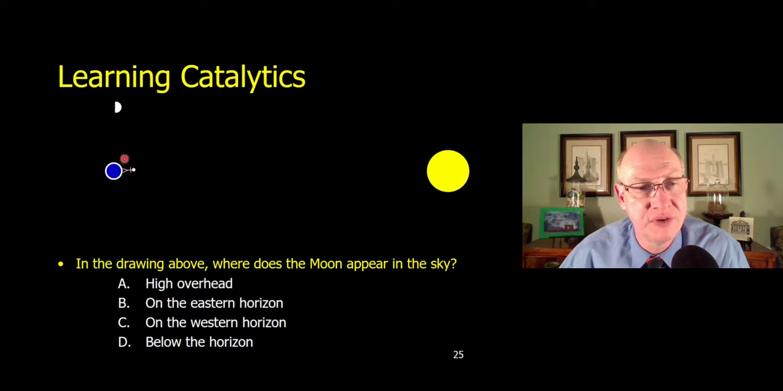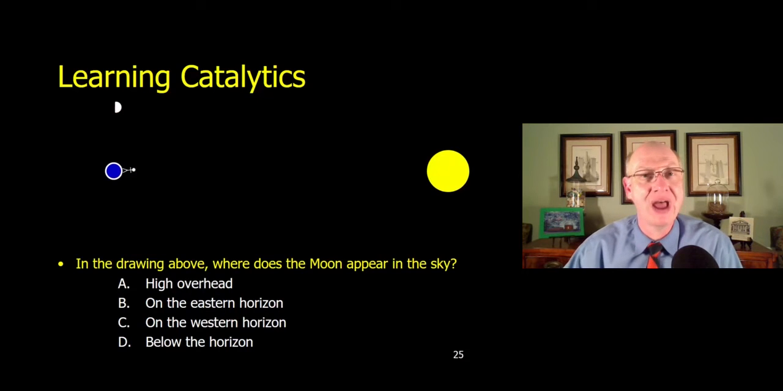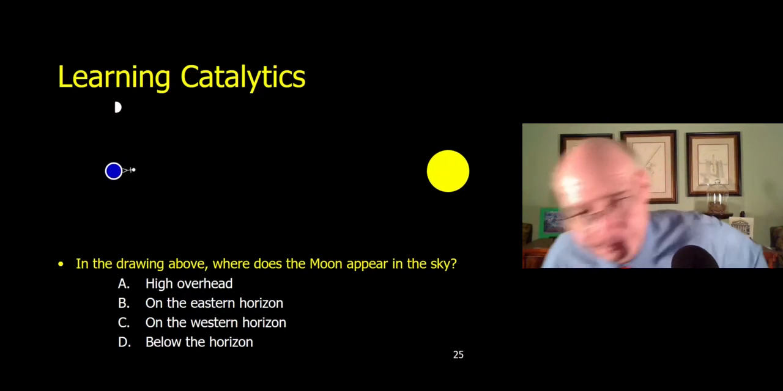Well, the observer is rotating here, which means as the observer comes along 6 hours from now, the moon's going to be high overhead, so the moon must be rising. And if the moon is just rising, it means it's on the eastern horizon. So we have the rising moon on the eastern horizon right there.